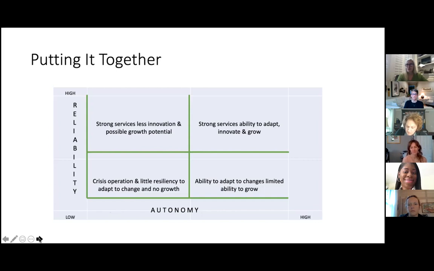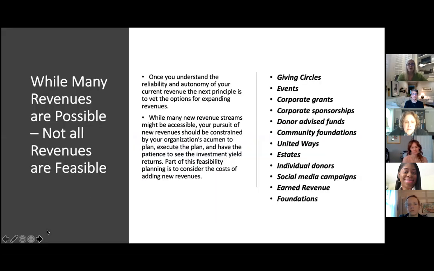So this is a tool you can use to plot your current revenue sources and where they fall in this model. While many revenues are possible, not all of them are feasible. Once you understand the reliability and autonomy of your current revenue, you really do need to vet through. And I think that 4-box is a great way to do that.